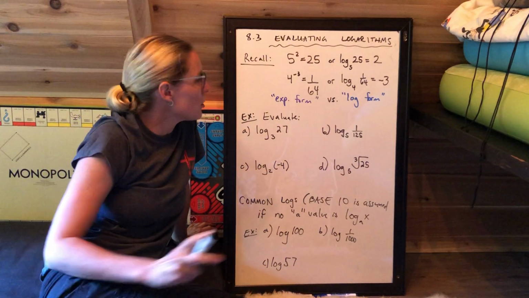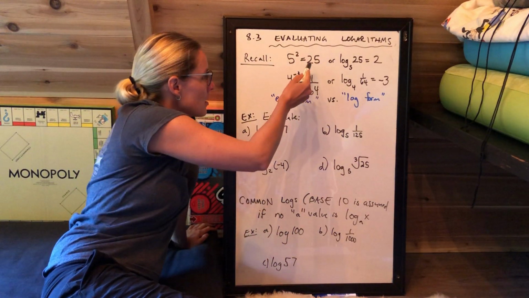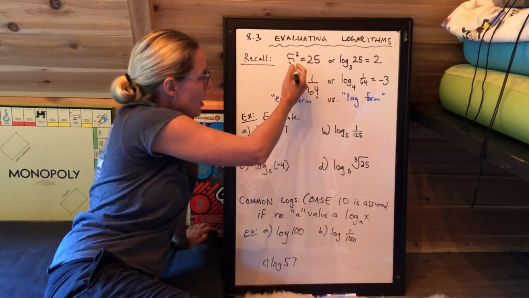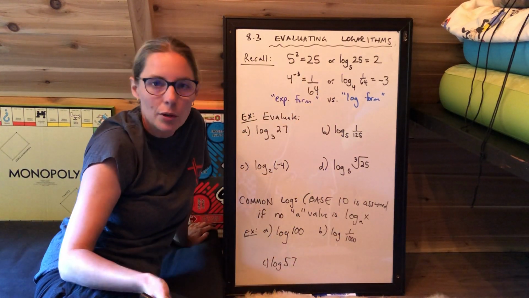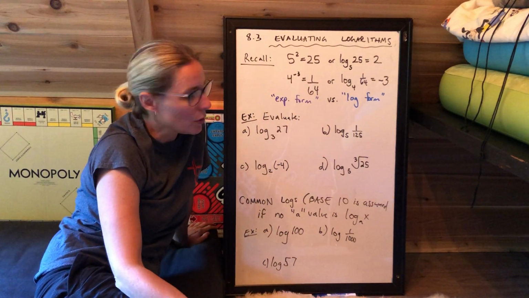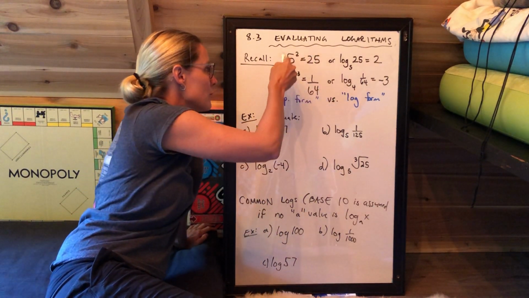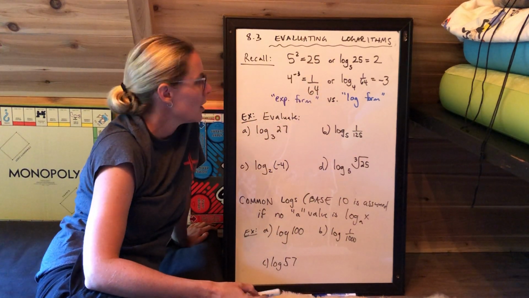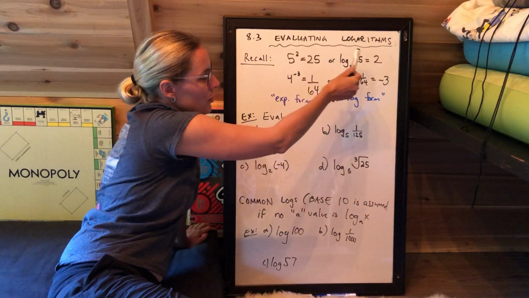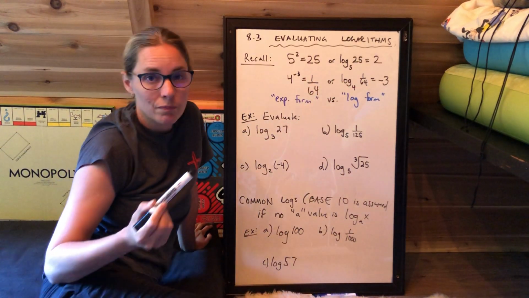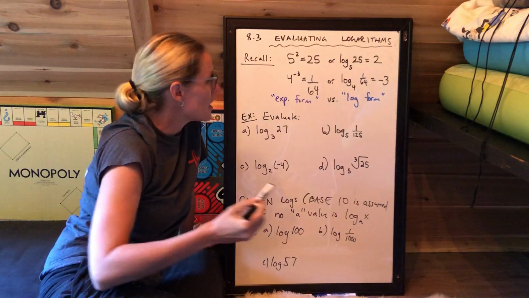So the first thing we have to remember is sometimes we have things in exponent form. So these are equations. 5 squared is equivalent to 25. That we all know. 4 to the power of negative 3 is 1 over 64. That we all know. This is the only form you've seen this sort of relationship exist in, and that's called exponential form. Well, we've now been introduced to logarithmic form, which gives us the exact same sentiment.